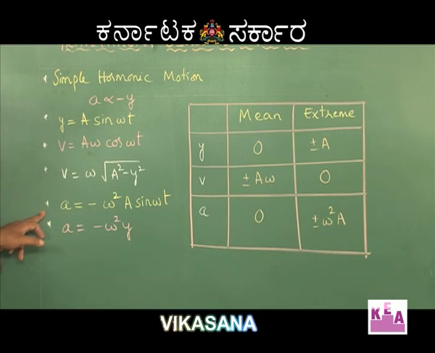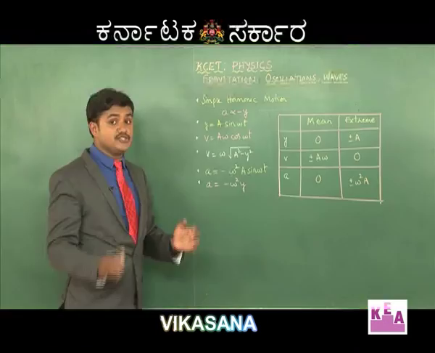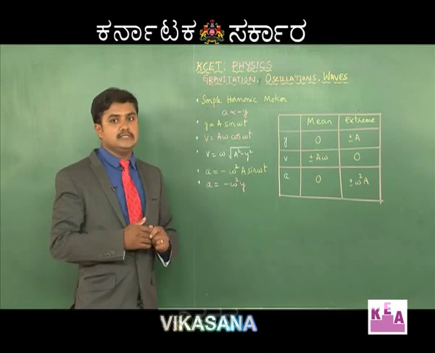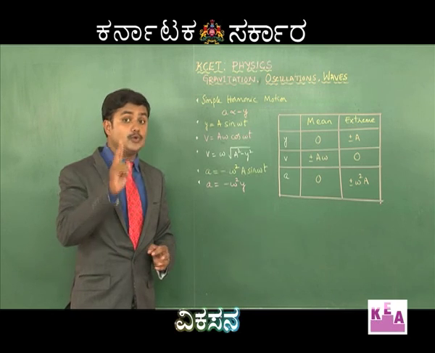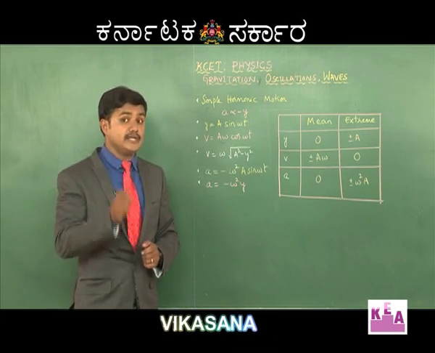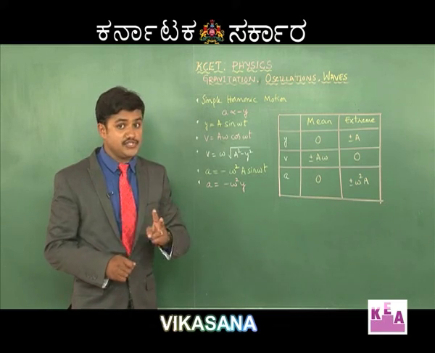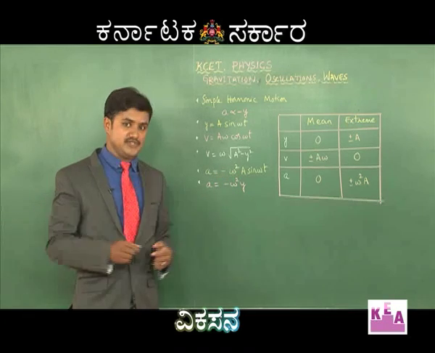And coming to acceleration, if you want to get the expression for acceleration, differentiate velocity again, you will get a is equal to minus omega square a sin omega t, which can also be written as a is equal to minus omega square y. Students should remember the values of velocity and acceleration at two very important positions of the body executing SHM, and those two positions are number one mean position, number two extreme positions.